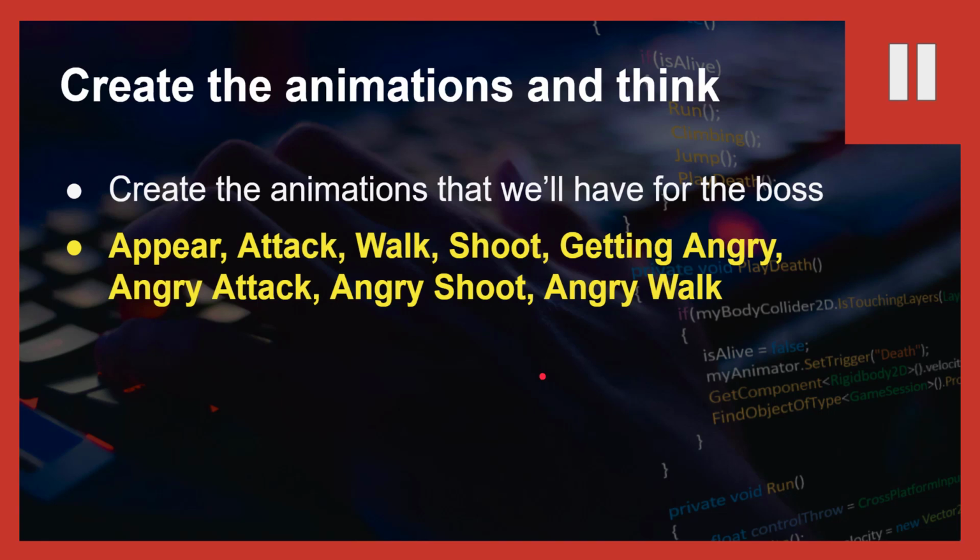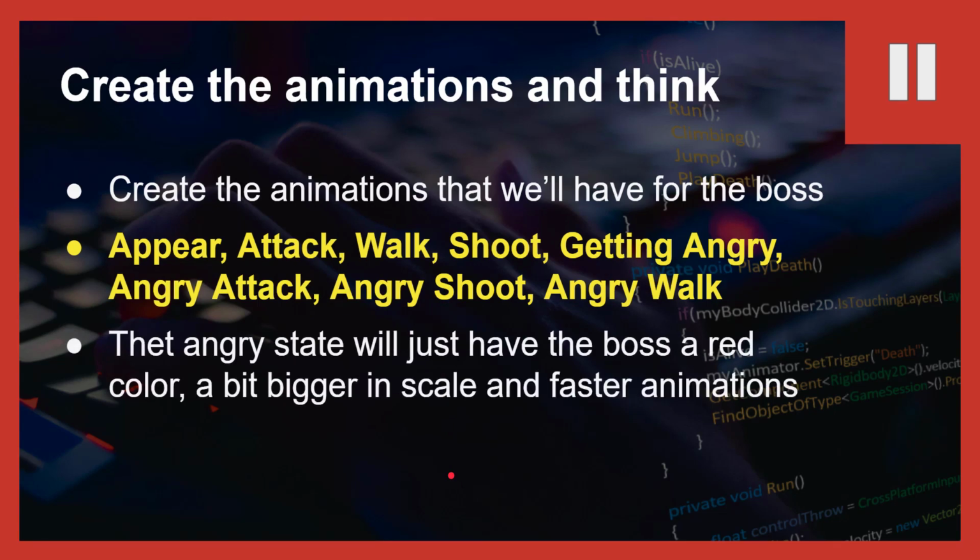And now if you're not sure how to create the angry, at least the angry walk, for example, is the same as the angry shoot. The angry walk is just the same as the regular walk, but what I'll do is I'll increase the scale of the boss, and I'll also make him a bit of a red color so he looks different. The angry attack is just the same as the attack. And finally, we want to set the angry state, which will just have the boss as red color, a bit bigger in scale and a bit faster animations also.